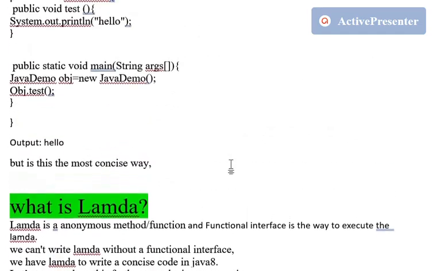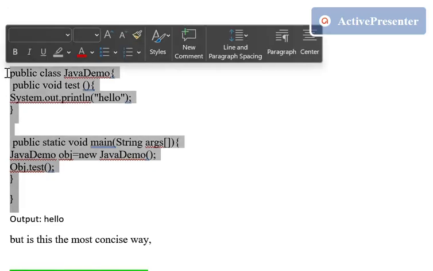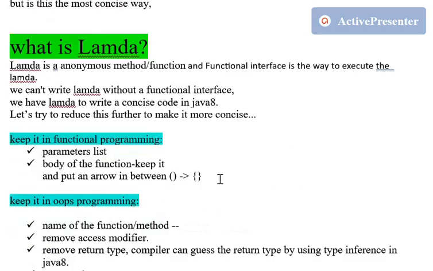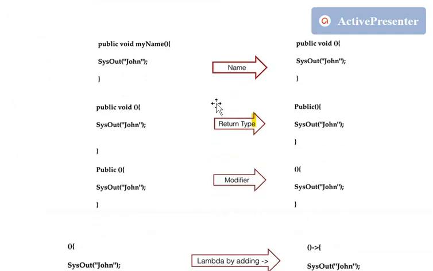So, let's make this code more concise. Come look at this image. In the first step, this is the normal Java method. My method name is myName. In the first step, I am removing the method name myName. So finally I'll have this code: public void, the parameter, and the body of the function. I have this result. And in the next step, I am removing the return type. So finally I'll have this code.